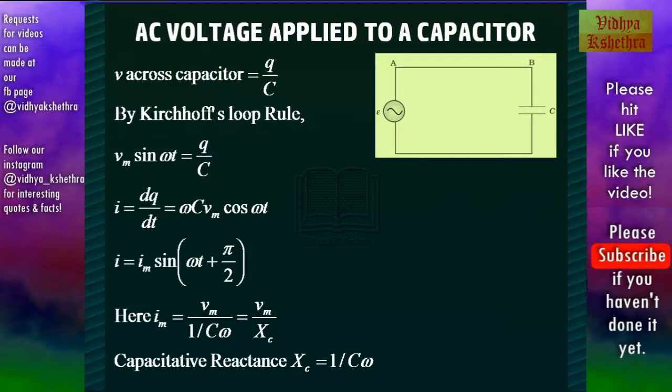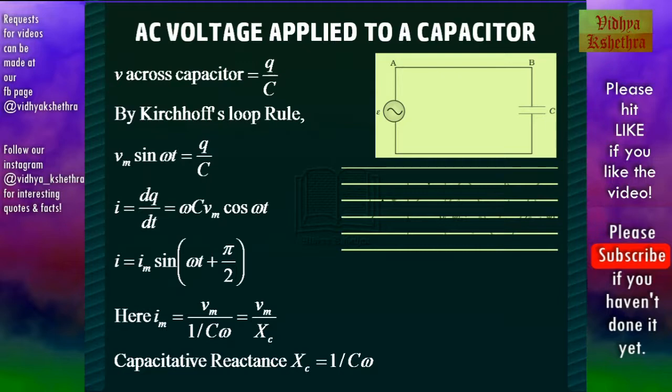That is equal to omega C Vm cos omega t, which can be written as I is equal to Im sin omega t plus pi by 2. Here Im is equal to Vm by 1 by C omega, and 1 by C omega is equal to Xc, which is the capacitive reactance, a term analogous to the resistance of a resistor. As we observe the equations for voltage and current, we can see that there is a phase difference of 90 degree between them. The current leads the voltage by 90 degree.